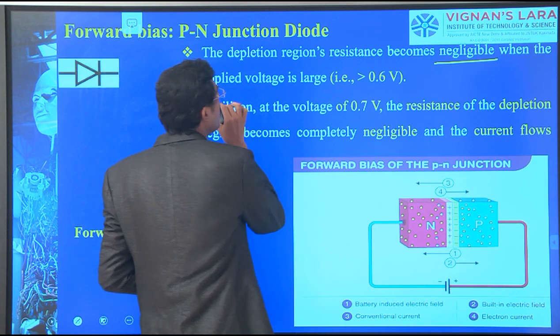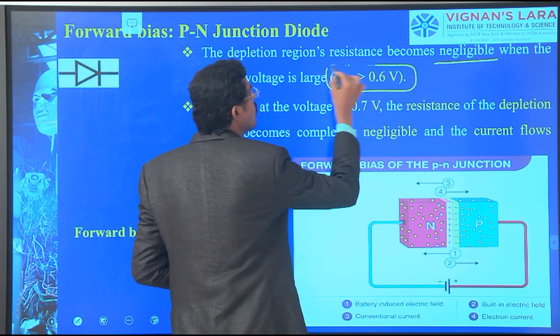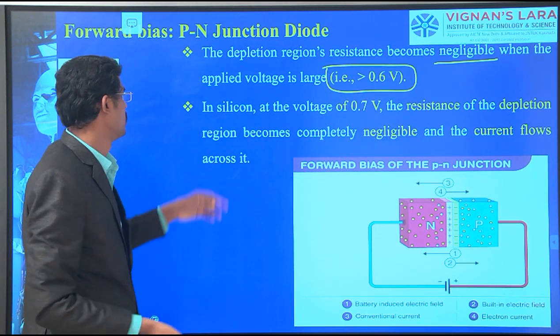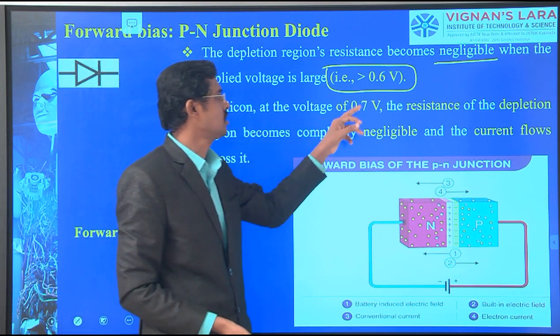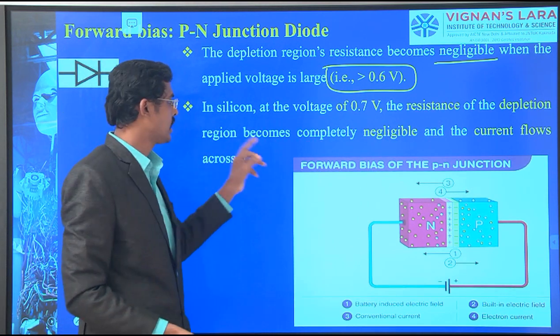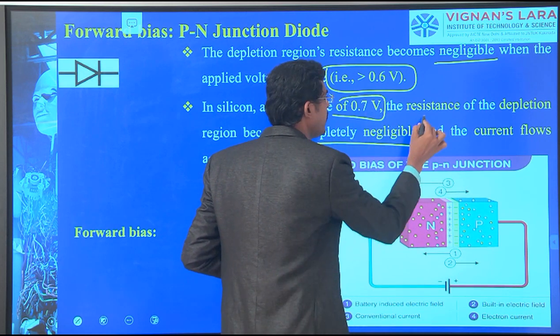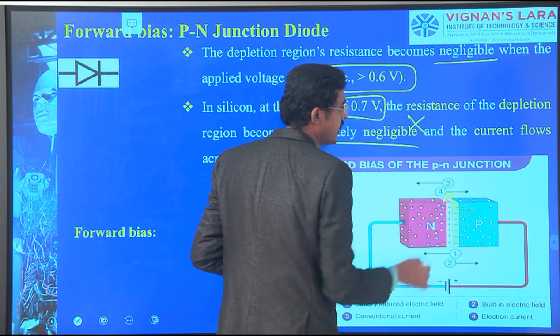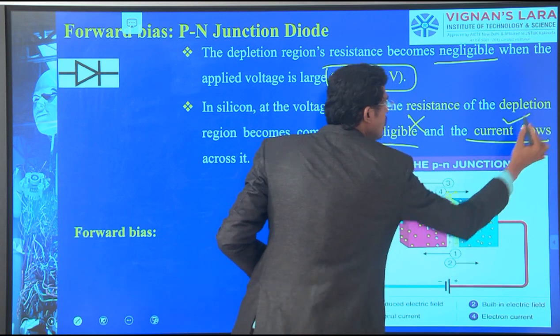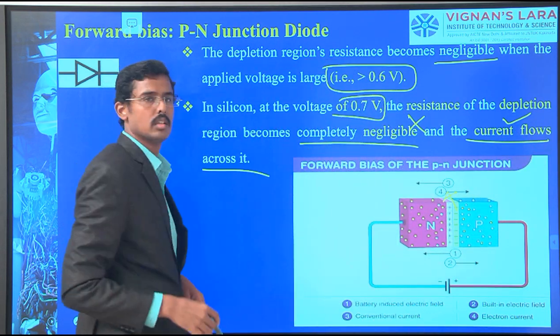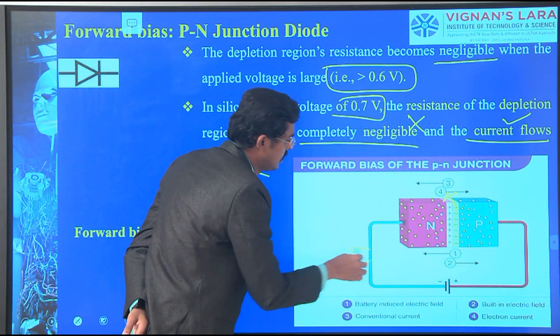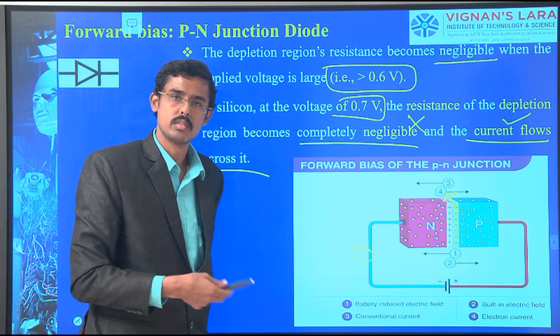when the applied voltage is greater than 0.6 volt. That is what I have taken also. In silicon, at a voltage of 0.7, the resistance of the depletion region becomes completely negligible. When it reaches 0.7 volt, it is completely negligible and the current flows across it. If the current flows, we can connect a bulb here and we can use this as a diode.